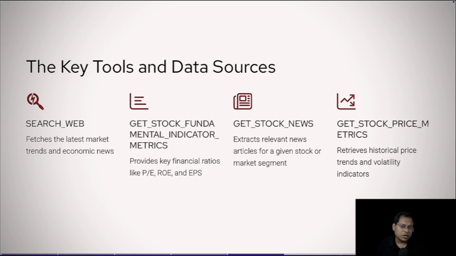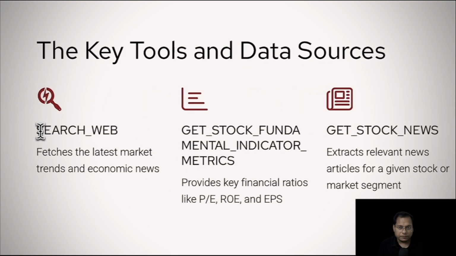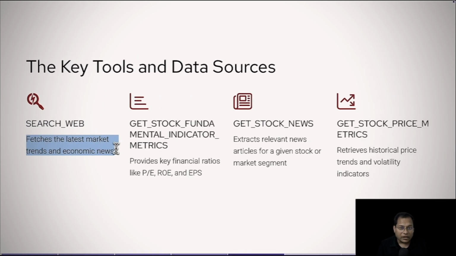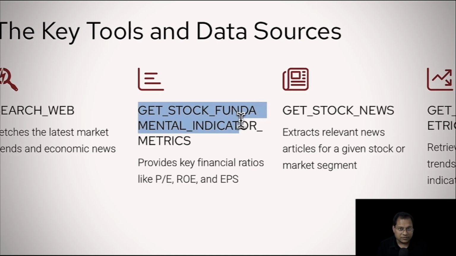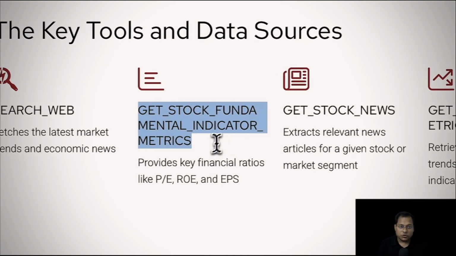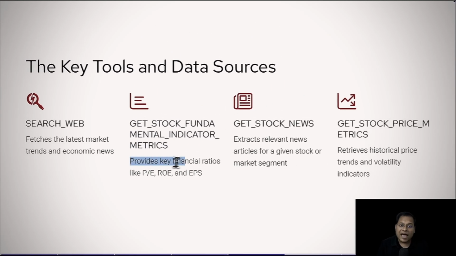But an AI financial analyst is only as good as the data it relies on. That's why this system integrates multiple tools to ensure high quality real time insights. So now let's look at some of the tools which we are going to use to create this agent. The first tool we are going to talk about is Search Web. The Search Web tool is going to fetch the latest market trend and economic news. The second tool is Get Stock Fundamental Indicator Matrix. It provides key financial ratios like PE, ROE, and EPS.